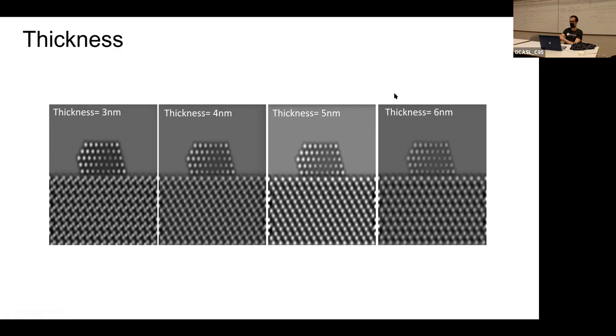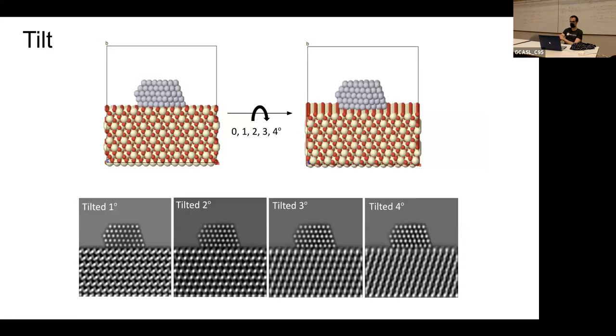Okay, so this is showing you just how thickness changes the image that appears. Tilt is like the angle, so here you see a little bit how this whole thing is tilted with respect to the imaging plane. It's 1 degree, 2 degrees, 3 degrees, 4 degrees. Again, the changes are much more dramatic in the support than in the actual nanoparticle. Any questions about this?